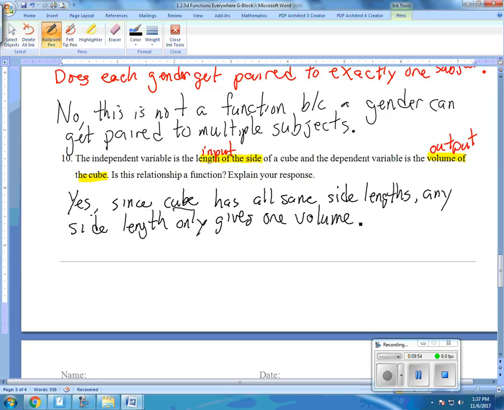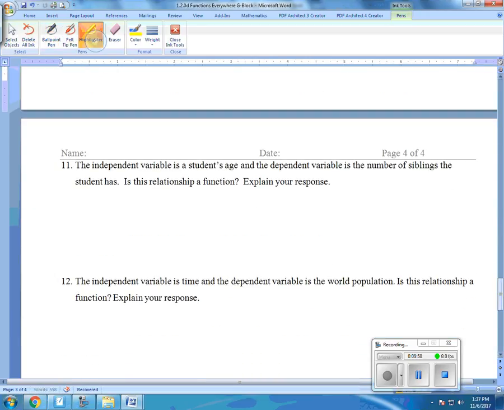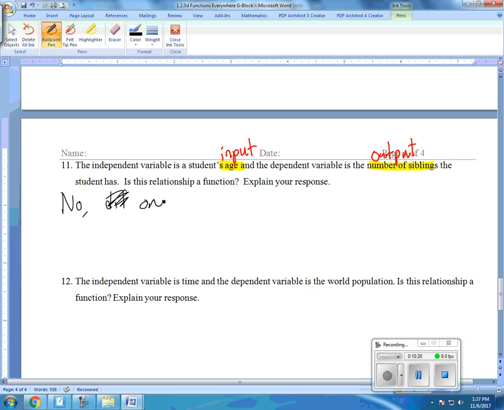Number 11, independent variable is age, not the student's name, it's their age. And the dependent variable is number of siblings. And so we asked our question, does each input get paired with one output? Does each age get paired with a single number of siblings? And the answer is no. Different people of one age can pair to multiple numbers of siblings.